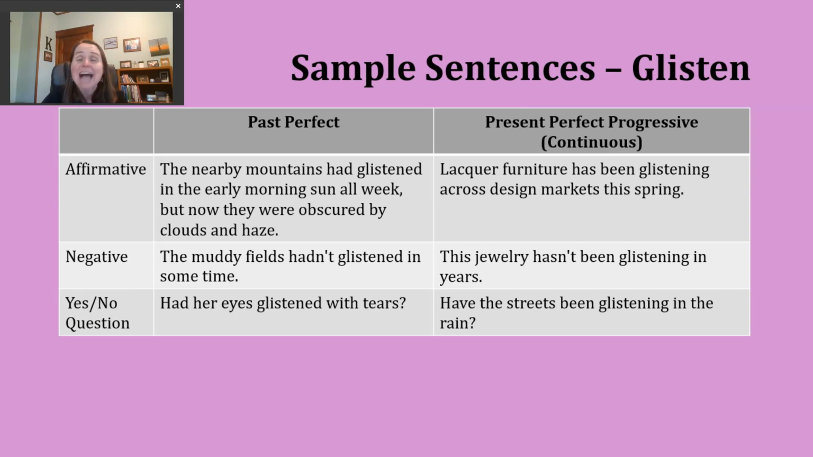If our subject is I, you, we, or they, I'll use have, the participle been, B-E-E-N, and then the ing form of the verb. But if my subject is he, she, or it, I'll use has been, and then that ing form of the verb. Let's take a look at an example sentence. Lacquer furniture has been glistening across design markets this spring.